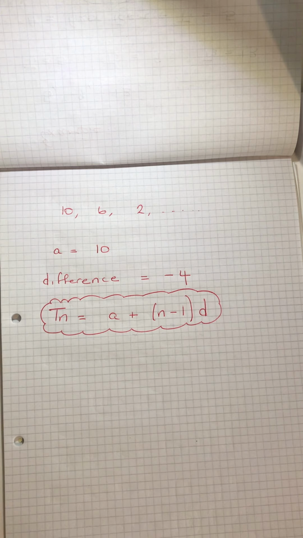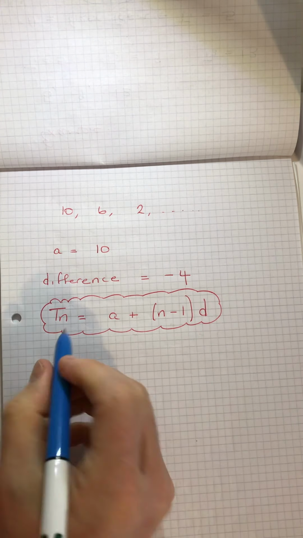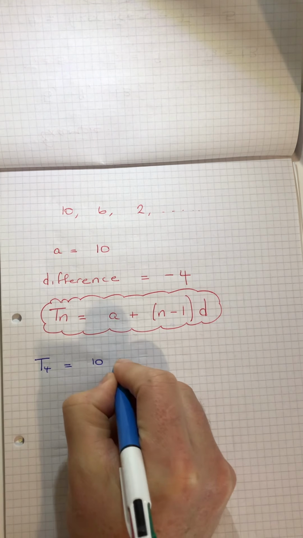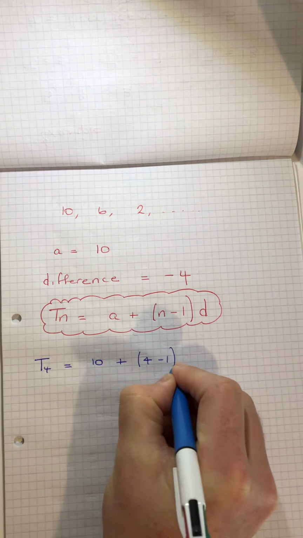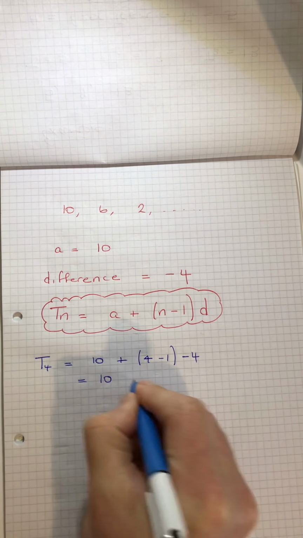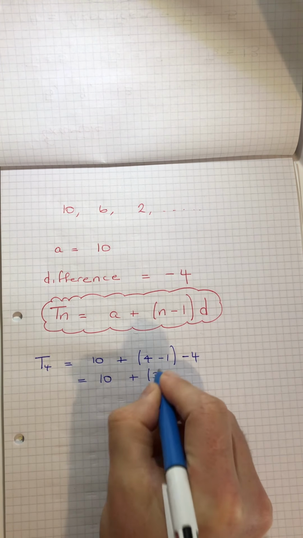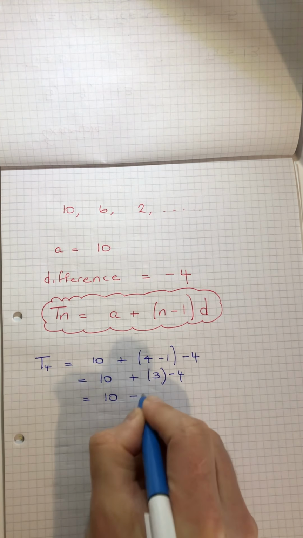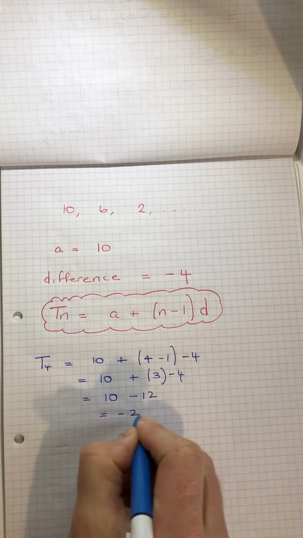But supposing I wanted T4, that would be 10 plus 4 minus 1 times minus 4, which would be 10 plus 4 take 1 is 3 times minus 4, which would be 10 take 12, which would be minus 2.